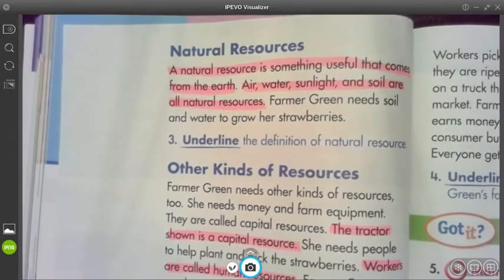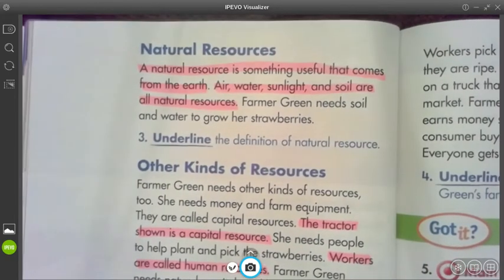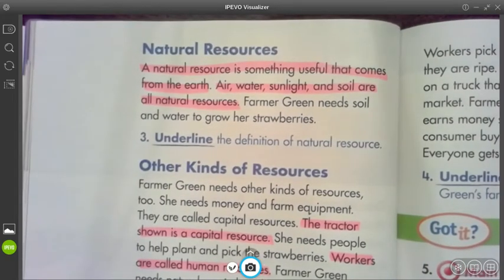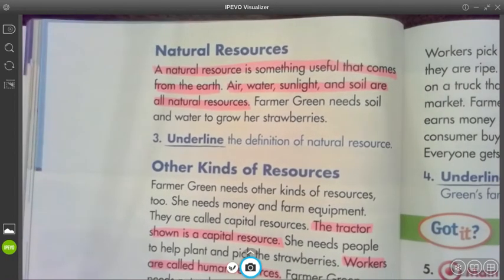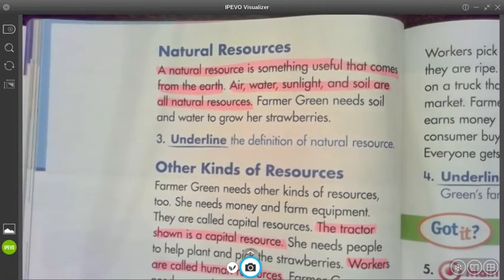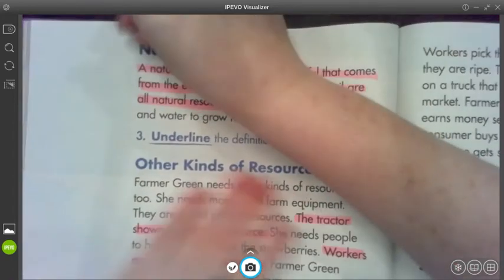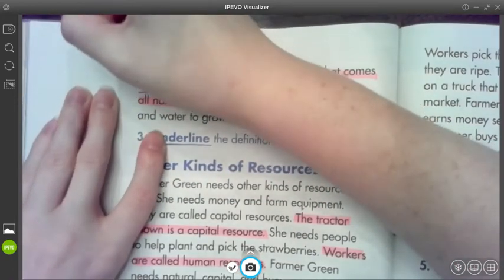Natural resource. A natural resource is something useful that comes from the earth. Air, water, sunlight, and soil are all natural resources. Farmer Green needs soil and water to grow her strawberries. Underline the definition of natural resource. So you do need to know this for your quiz. So I already highlighted it, but we can underline it also.